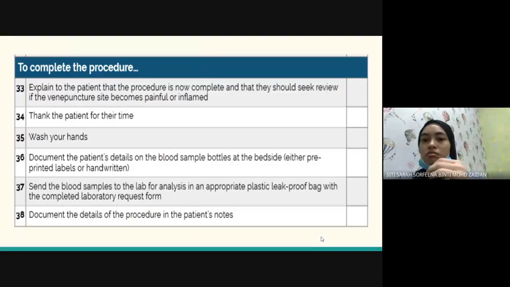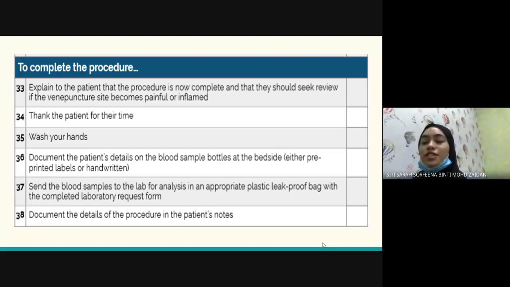Okay, and then after we have done the procedure, we will explain to the patient that the procedure is now done. And then they should tell us if the venipuncture site becomes painful or inflamed. Thank them, wash our hands, and also do not forget to label the blood culture bottle with your name.